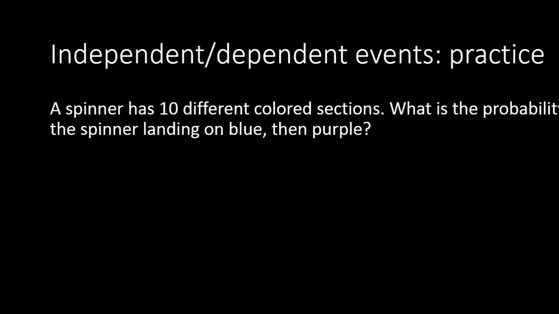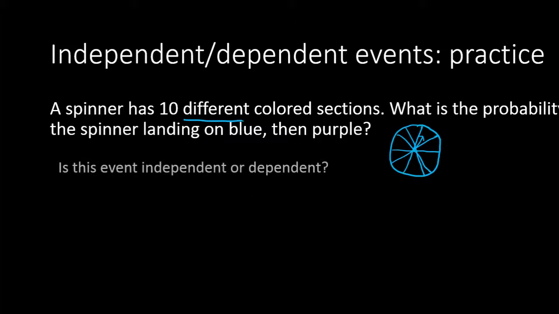Let's do one more practice. So let's say we have a spinner. You know the type that come in like kind of children's games, and they'll have some arrow and the board is separated into like pie slices. So let's say we have 10 different colored sections on this spinner. What's the probability of the spinner landing on blue then purple? So we're assuming that there's only one blue space because they say 10 different, and there's only one purple space.